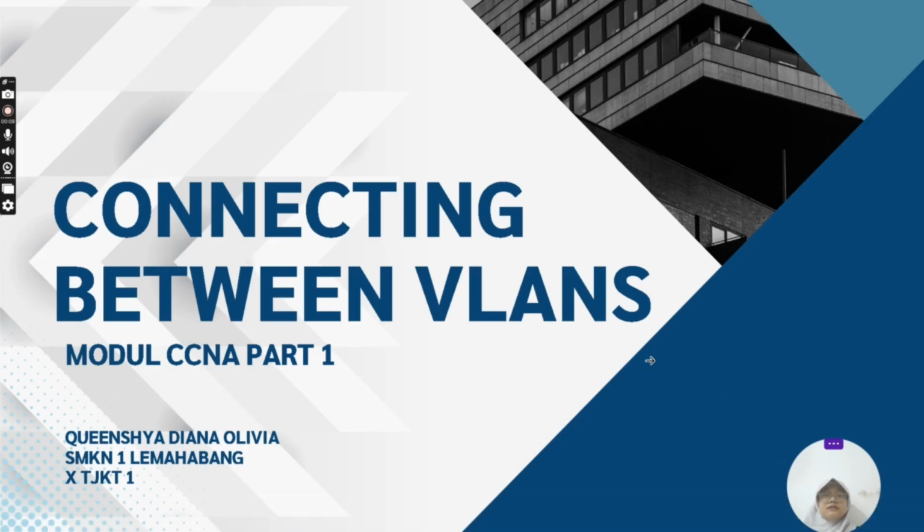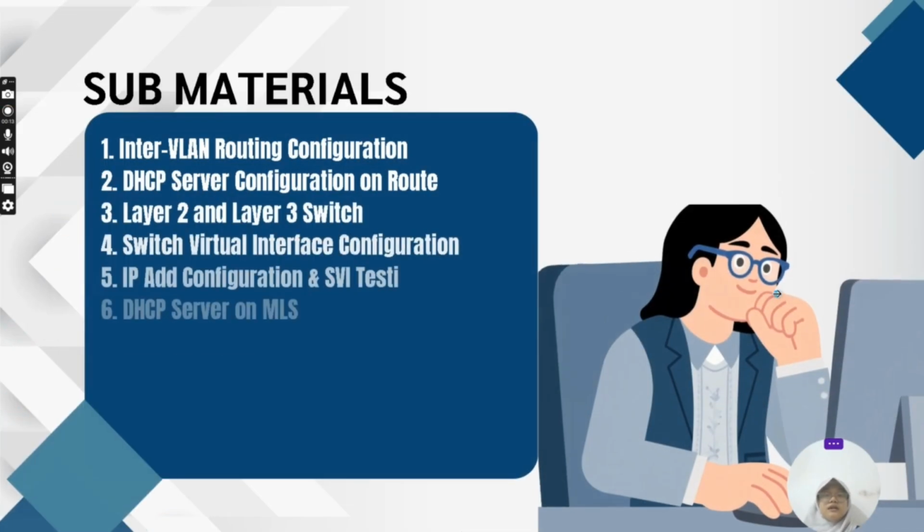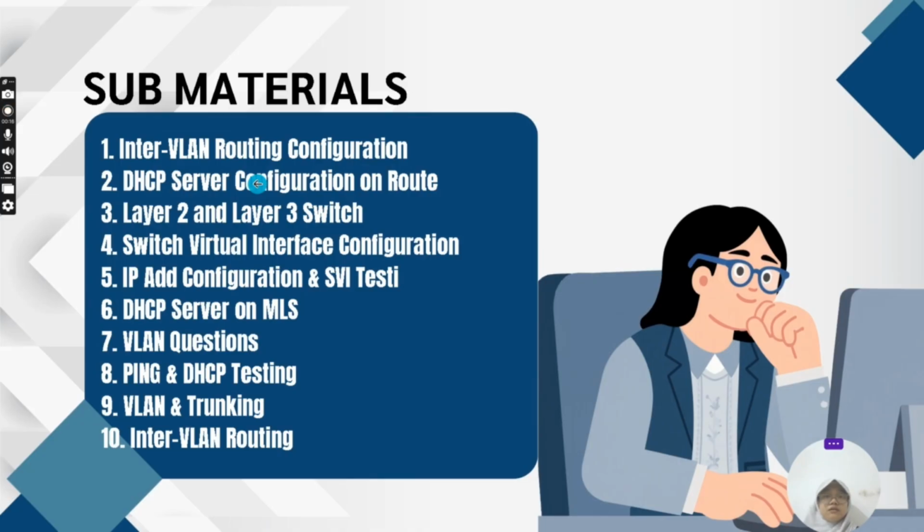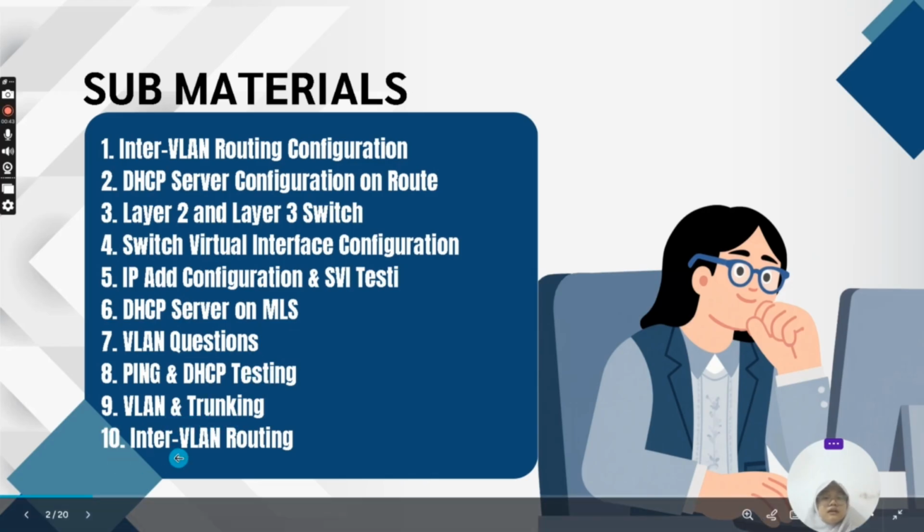This time I want to discuss a material titled connecting between VLANs. The topics we will learn today include inter-VLAN routing configuration, DHCP server configuration on router, layer 2 and layer 3 switches, switch virtual interface, IP address configuration and testing, DHCP server on MLS, VLAN creation, ping and DHCP testing, VLAN and trunking, inter-VLAN and routing.